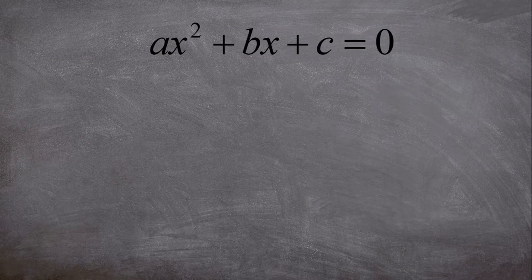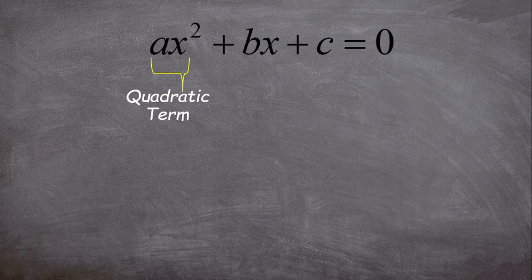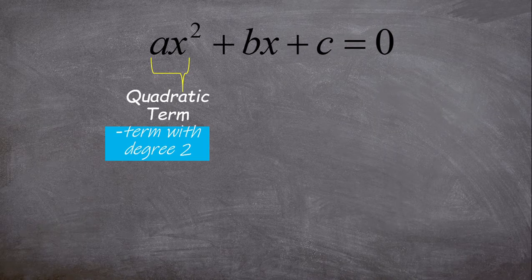Now let's understand deeper the terms of the quadratic equation. So we have here ax squared, and we call that term the quadratic term. Now we can remember the quadratic term as the term with degree 2, or it has an exponent 2.